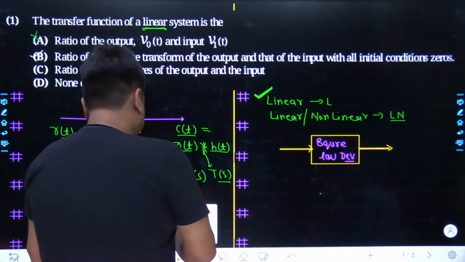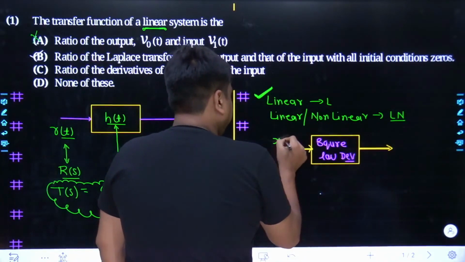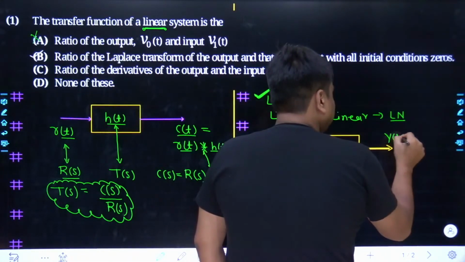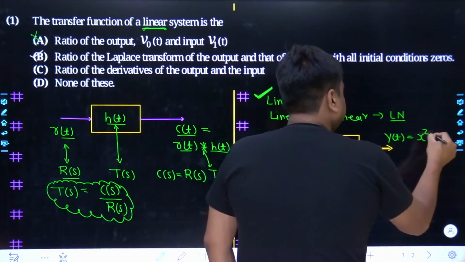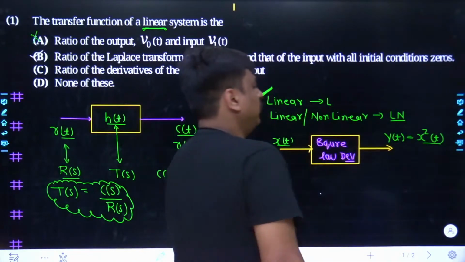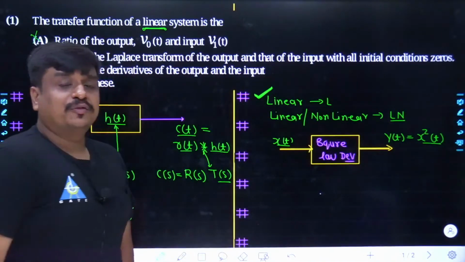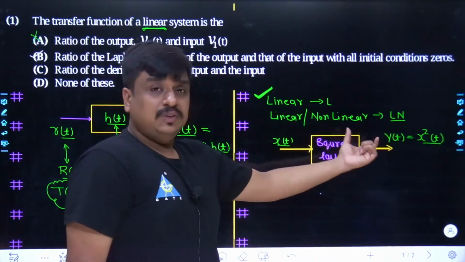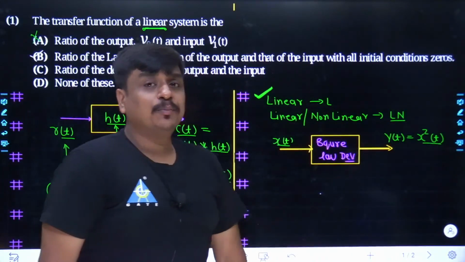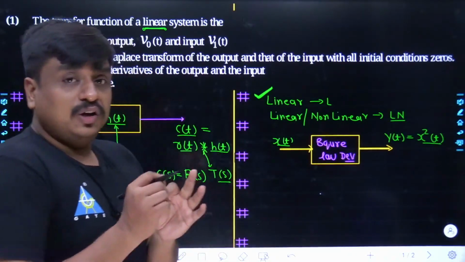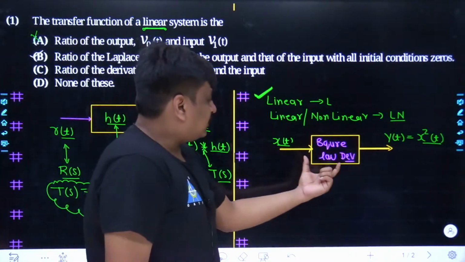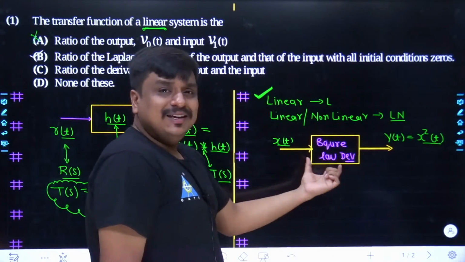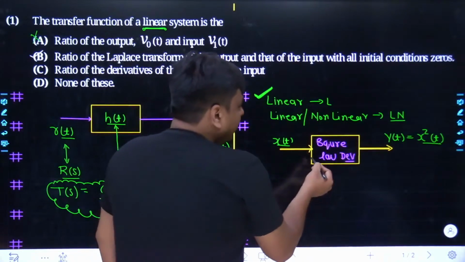Let's take the input which has been applied as x of t, and similarly let's take the output which has been received as x square of t. As far as the transfer function is concerned, it is the ratio of output in the Laplace domain divided by the input in the Laplace domain. First of all, you should have a clear-cut idea: the system which we have used for the sake of understanding, is it a linear system or a non-linear system? Obviously, it is a non-linear system.